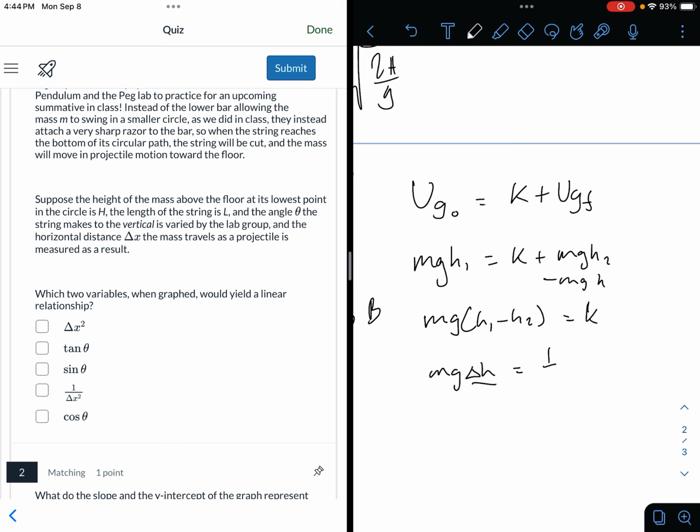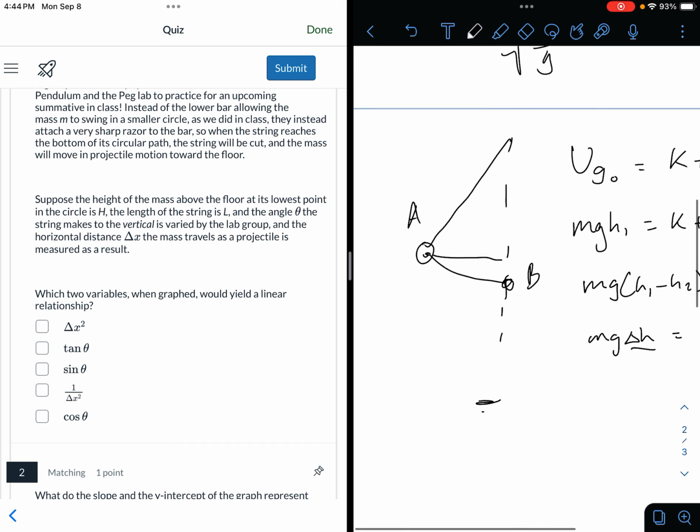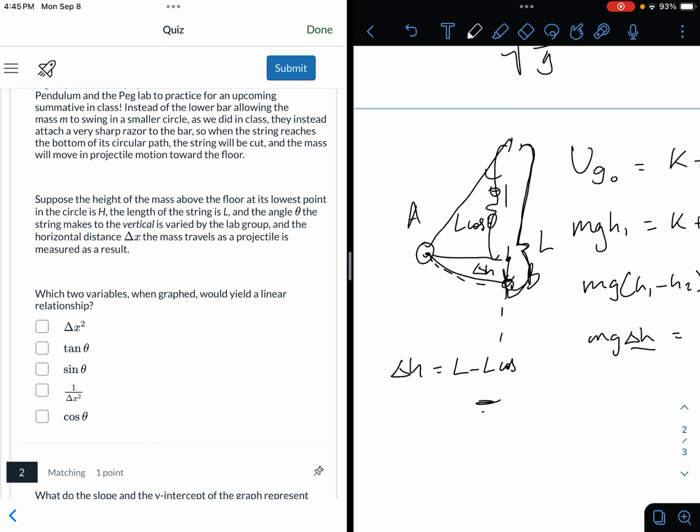That's what I'm trying to show here, that it's the change in height that we want to figure out. So we're going to say this is part of a circle, so this length right here is L. I'm trying to find this change in height, from this point down to there. If the total length is L, this length right here using trigonometry would be L cosine theta, so I subtract the two. The change in height is going to be L minus L cosine theta.